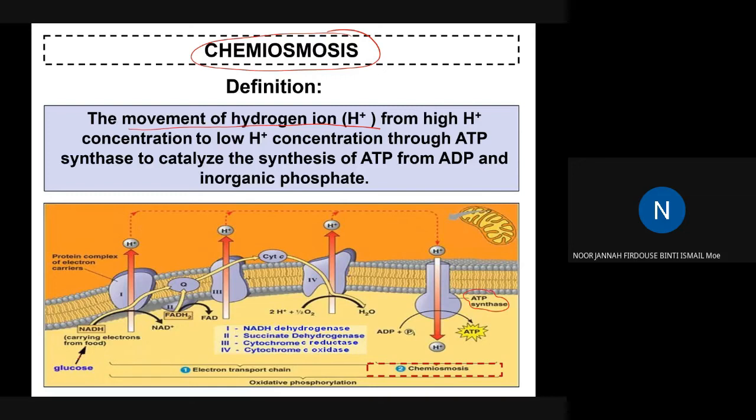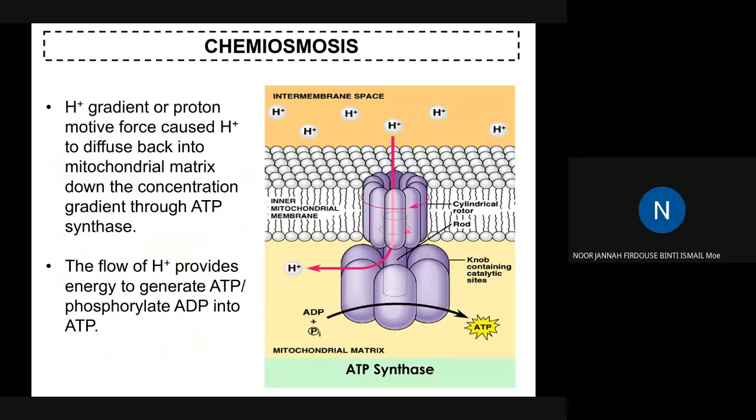So ATP synthase needs the movement of the hydrogen ion so that it can generate ATP. The movement will generate energy, and the energy will be used to bind inorganic phosphate to the ADP. Hence, it will produce ATP. Proton gradient or proton motive force.